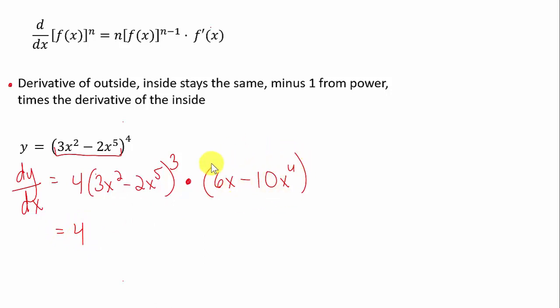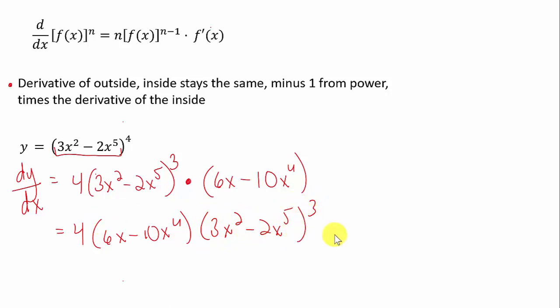Sometimes you'll see me put the quantity, the parentheses here that doesn't have a power, in front. Okay, so that would look like this, and then I would bring down my 3x squared minus 2x to the 5th cubed, but it doesn't matter. Both of these are correct. You generally won't see me write the dot if I have the parentheses there.